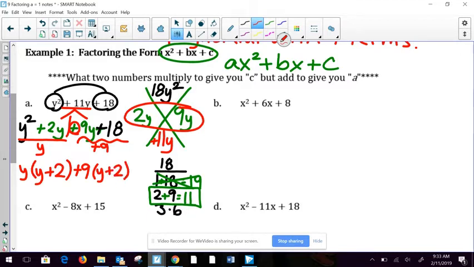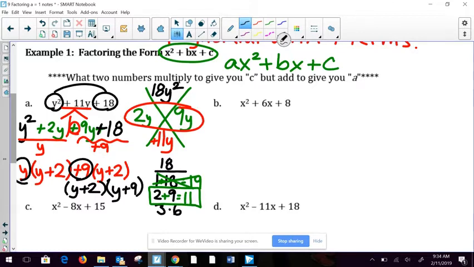Hey, remember with grouping, if we have matching parentheses, we did something right. So my first parenthesis is going to be y plus 2. My second parenthesis is all of that junk. So I have a y on the outside and a plus 9.